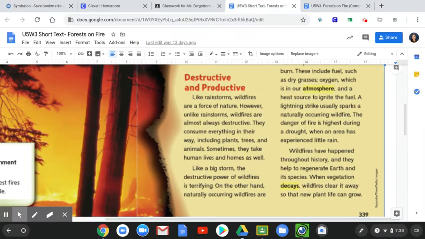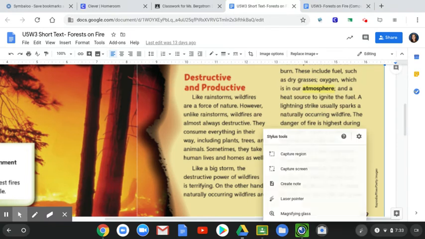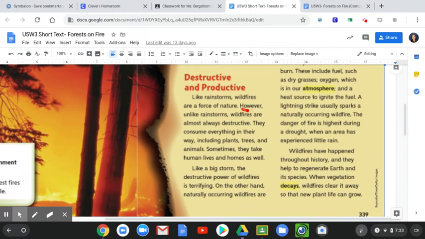Now what I need to do is find a detail for rainstorms that's opposite a detail from wildfires. So let's go back to the text, and I'm going to see. Let me click on my little laser pointer so you can see where I'm reading. It says, however, unlike rainstorms, wildfires are almost always destructive. In here, I learned that wildfires are almost always destructive, but I also learned that that is unlike rainstorms. That prefix un tells me not like. So that would be where we're contrasting. Wildfires are almost always destructive. That's the detail I'm going to use on here.